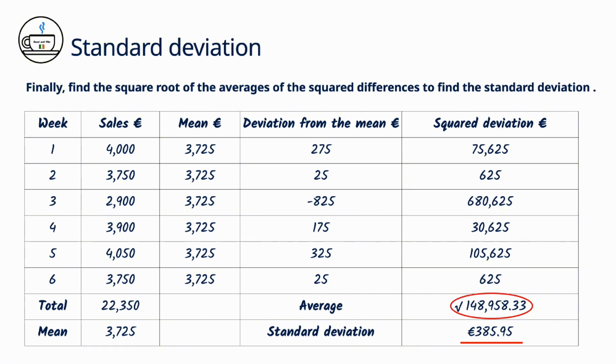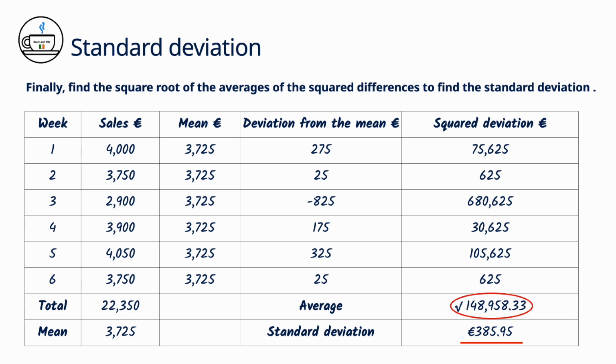€3,725. What this means for Roast and Vibe is that most weeks, sales are likely between €3,725 plus or minus €386. This puts their sales roughly between €3,340 and €4,110. This means that Roast and Vibe has moderate variation. Their sales are not perfectly stable, but they're not wildly unpredictable either.